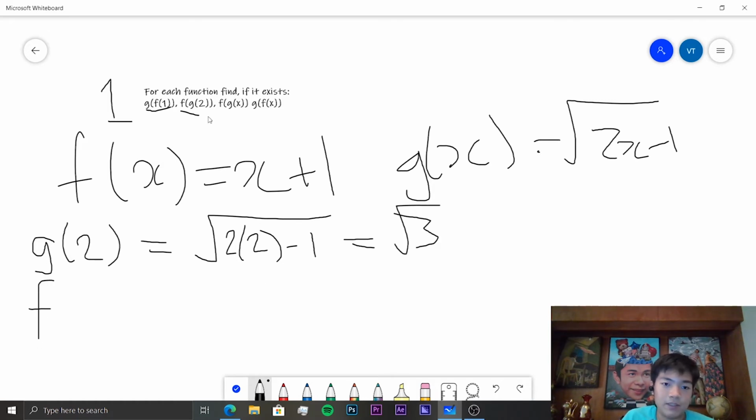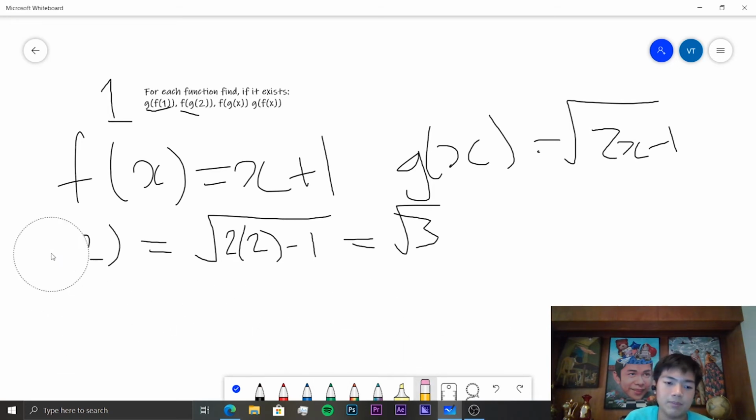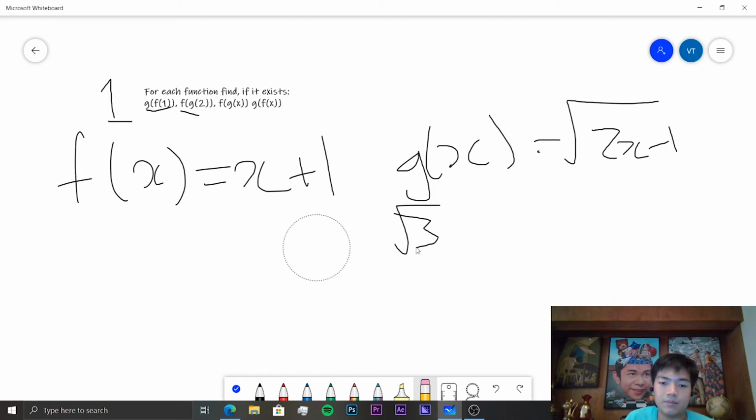Now what's fg of 1? Well, we already know that g of 1 is the square root of 1, so we can put f of the square root of 3. And f of x is equal to x plus 1, so this will be simply the square root of 3 plus 1. Okay, pretty simple. Now let's move on.